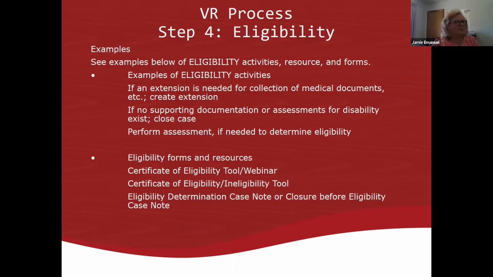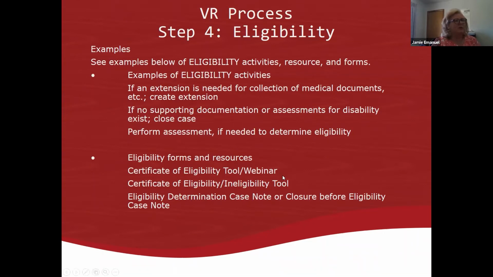So if you have no supporting documentation or you need additional assessments to determine if a disability does exist, if you don't have any of that information, you cannot determine that the disability does exist, then at that point, you're probably going to close the file, the case. You know, the case is open once they sign the application, but if you can't determine eligibility, then you're going to have to close that case.